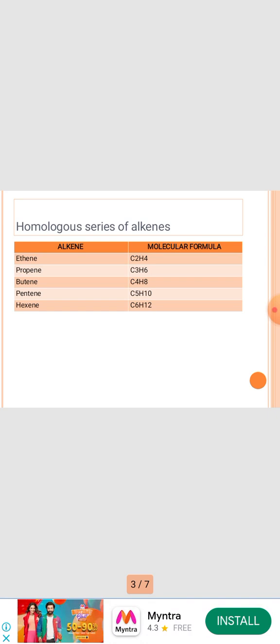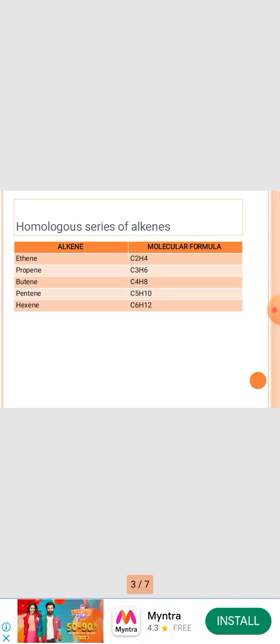Here what we can observe is that the successive members of the homologous series differ by a CH2 unit. That is, to C2H4, if you add CH2, you're going to get C3H6, that is propene. Similarly, when you add a CH2 unit to C3H6, we're going to get C4H8, that is butene, and so on. So that's why it becomes a homologous series.